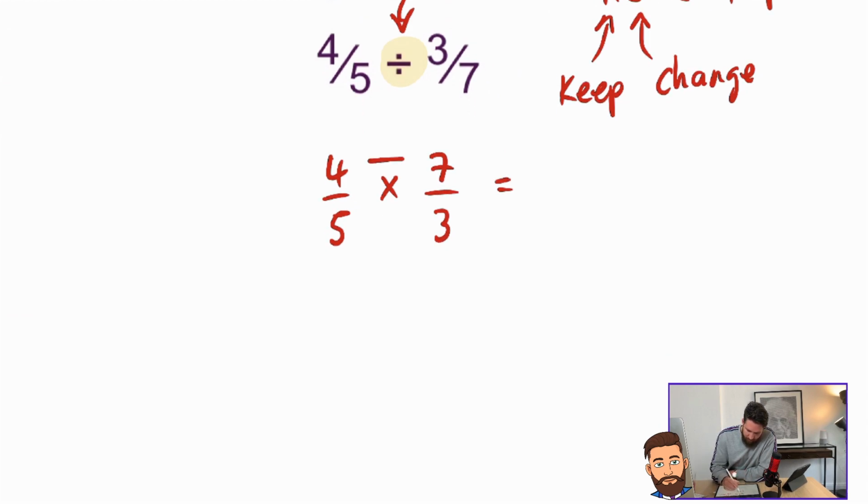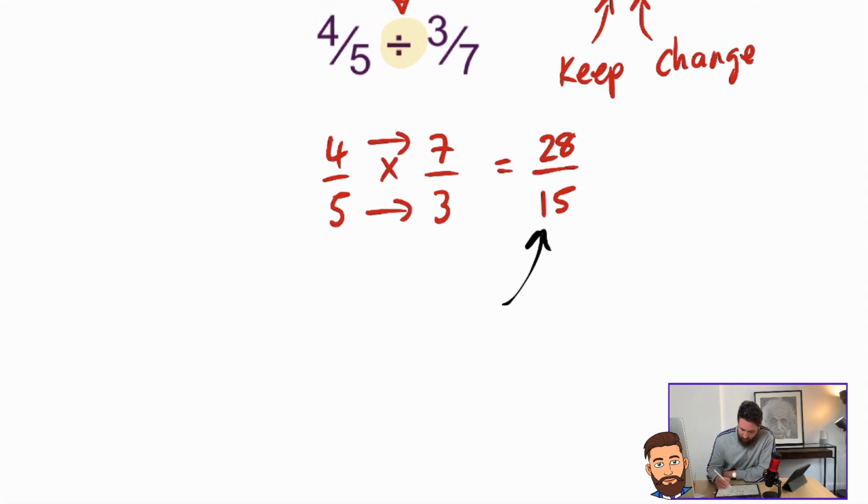Once I've done that, I can just times across. So that will give me 28 over 15. This is a top-heavy fraction, which we can turn into a mixed number by seeing how many times 15 goes into 28, which is going to be 1 whole one. And then how many are left over? How do we get from 15 to 28? That's going to be 13 left over 15. We cannot simplify this because 13 is a prime number.